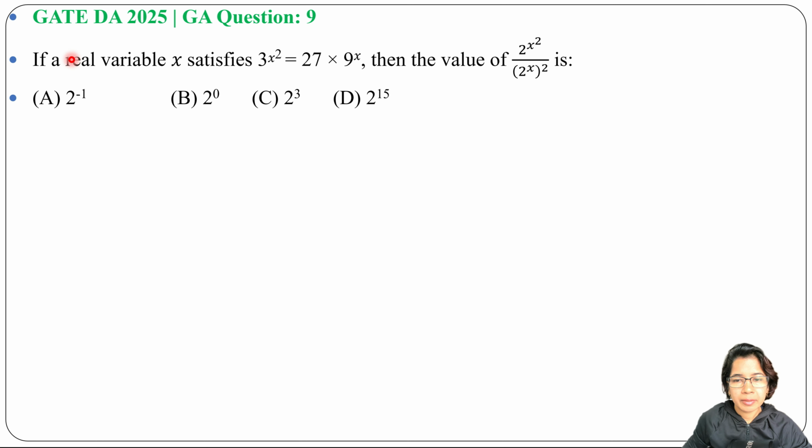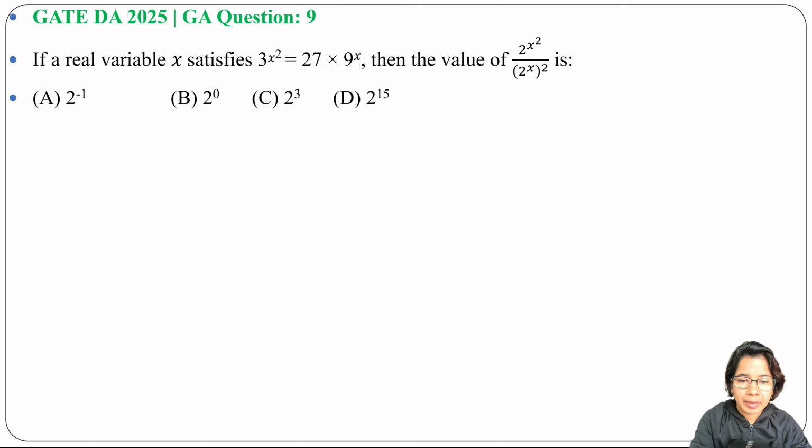Everyone, let's solve one previous question of general aptitude. This question was asked in GATE DA 2025 GA question number 9. If a real variable x satisfies 3^(x^2) = 27 × 9^x, then the value of 2^(x^2) divided by (2^x)^2 is, and 4 options are given.